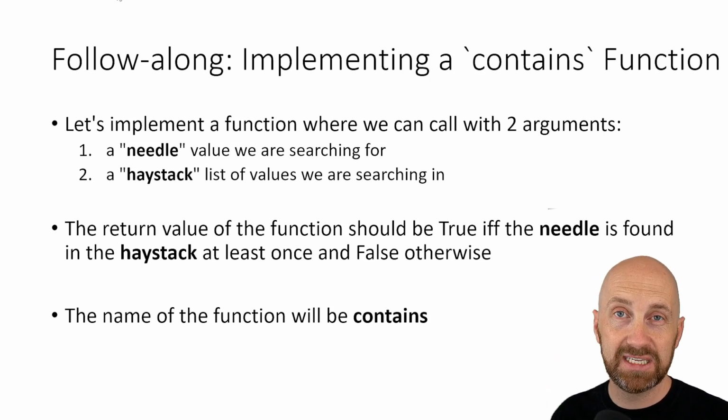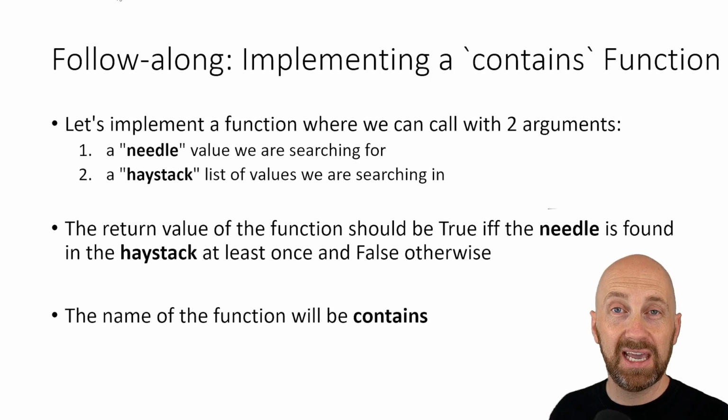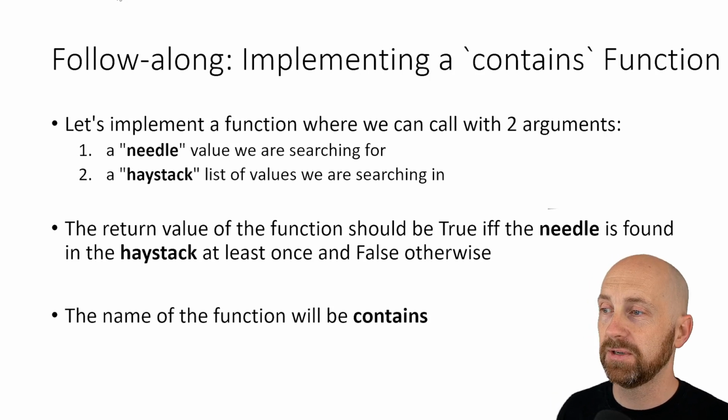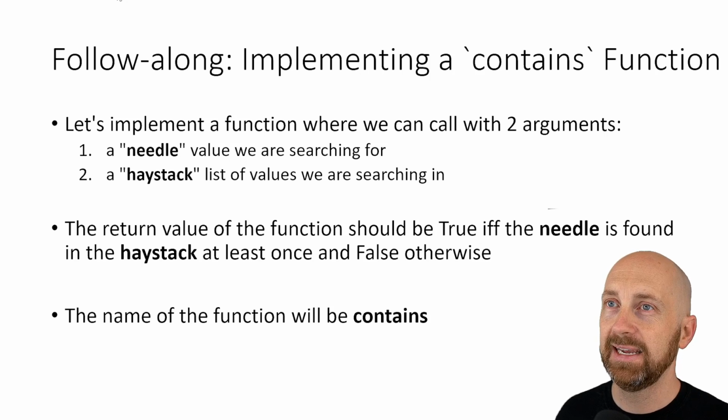Do we see the name yet? And if we see the name in our list, we'll return true. Otherwise, if we didn't see the name in the list, we'll return false. And we're going to name this function contains.